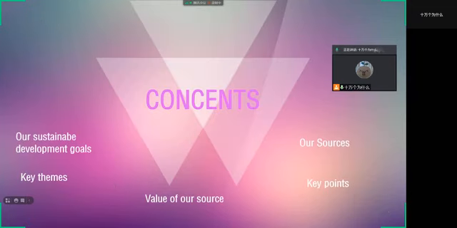Okay, the presentation this week will contain the following parts: our sustainable development goals, key themes, value of our sources, and key points. Let's start with the first part, sustainable development goals, or SDG.